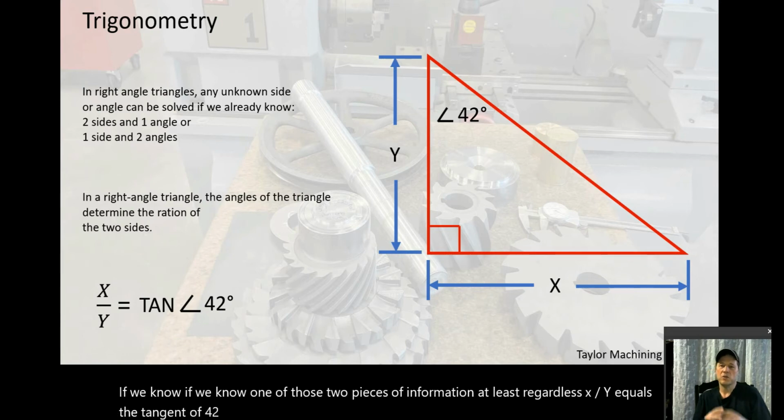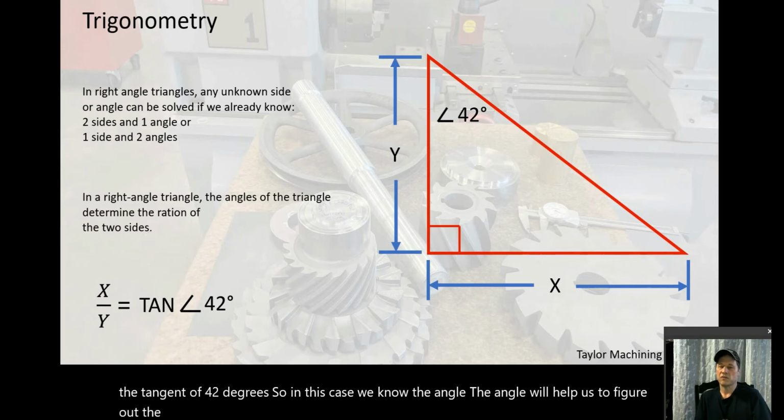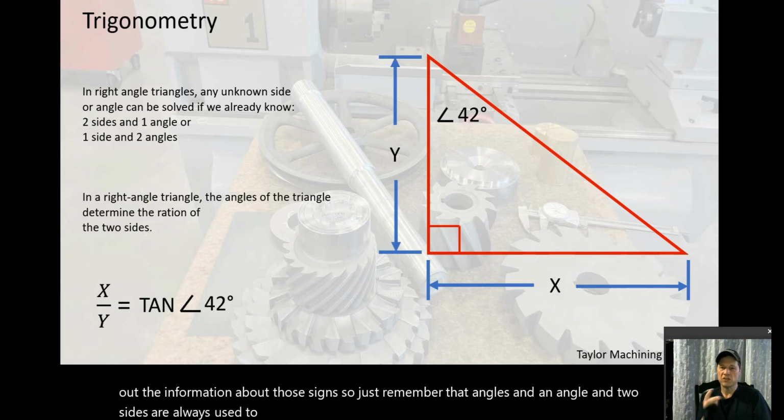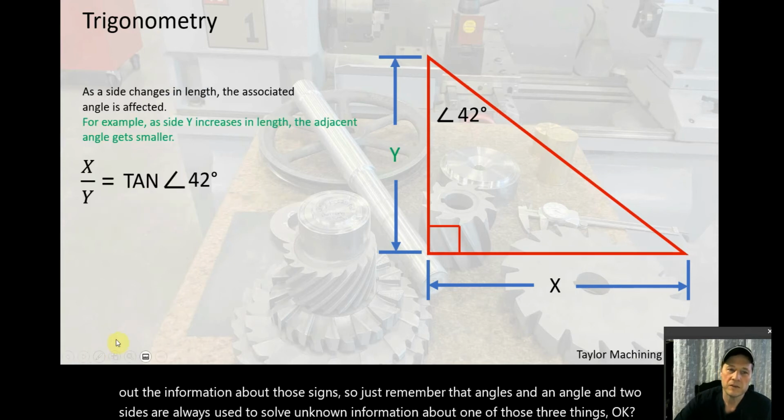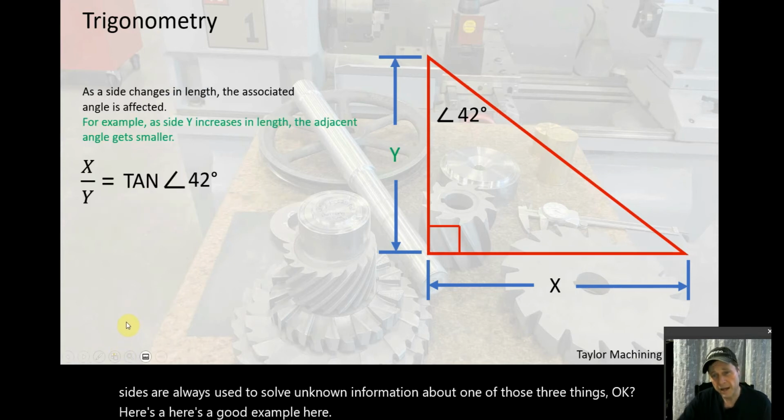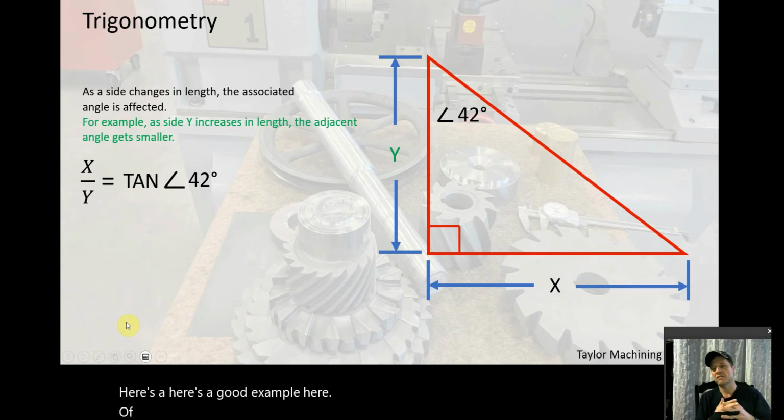So in this case, we know the angle. The angle will help us to figure out the information about those sides. So just remember that an angle and two sides are always used to solve unknown information about one of those three things. Okay, here's a good example of how angles and sides are connected, how one controls another.